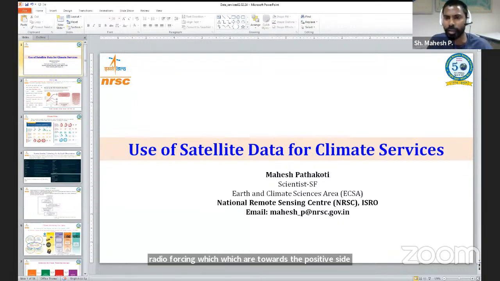And these are Copernicus and ECMWF, so one can download the data, and even online, like plug and play. In the web portal itself, we can write a small code to generate the required output.